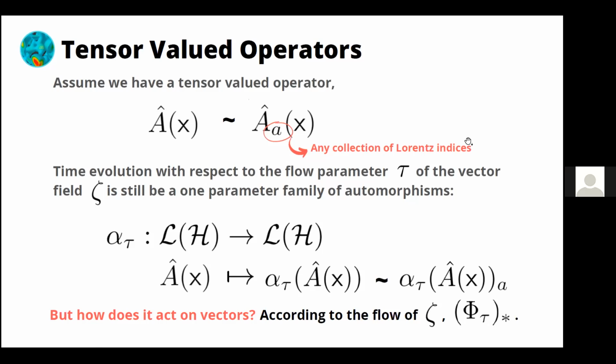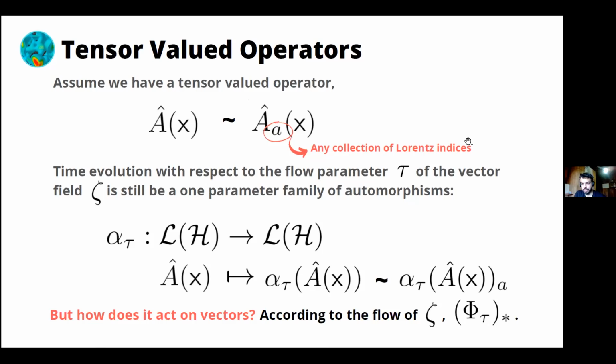Yeah, but in this case, since A of x, you're already considering that it's defined in all space-time, alpha tau is just the... I'm not saying that x ranges over every single possible space-time point. I'm saying that x is a space-time point. Well, okay. So at least it's defined on a region of space-time, which in particular contains all the orbits of your tau parameter, right?